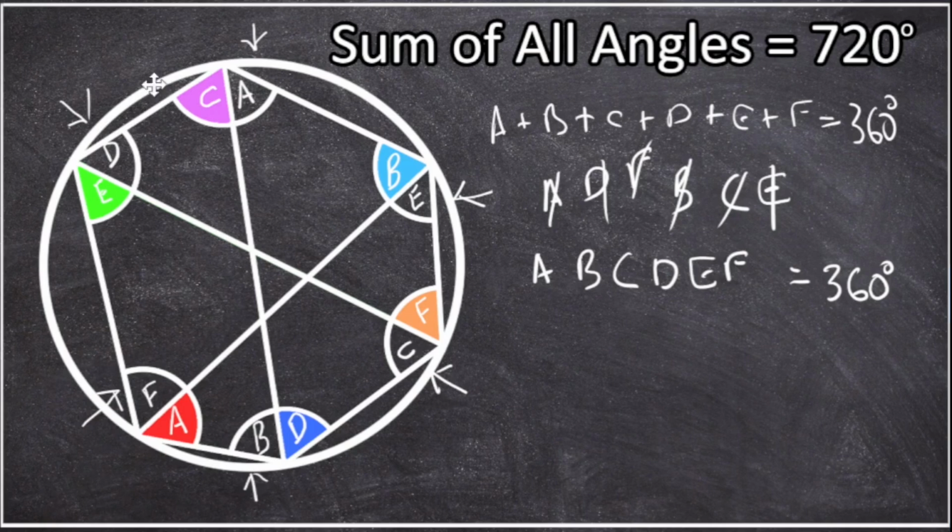And of course that makes sense, because if you add one of the sums of alternate angles to the other sum of alternate angles, you get 360 plus 360, which was the sum of all the angles in the cyclic polygon. And so that's how we know that the sum of alternate angles in this polygon is 360 degrees.